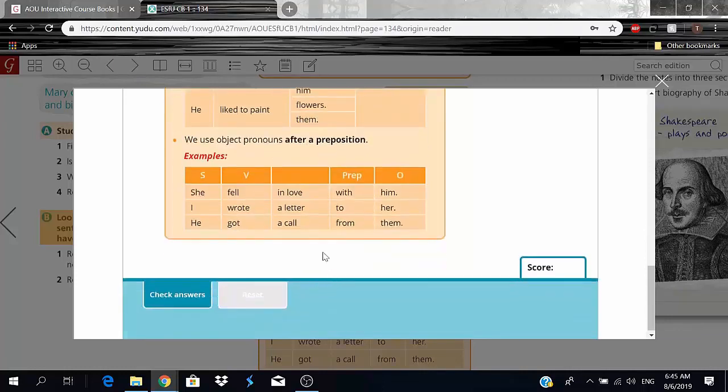Okay? And we can also use object pronouns after a preposition. So different ways to implement object pronouns. So she fell in love with, is the preposition here, and then we have him. I could have said Shelley, for example, but instead I said him. I wrote a letter to, preposition, her. I could have said Mary, but instead I said her. He got a call from them.